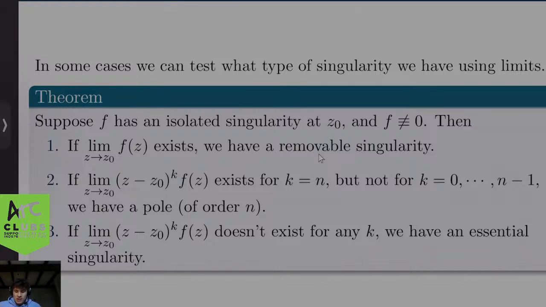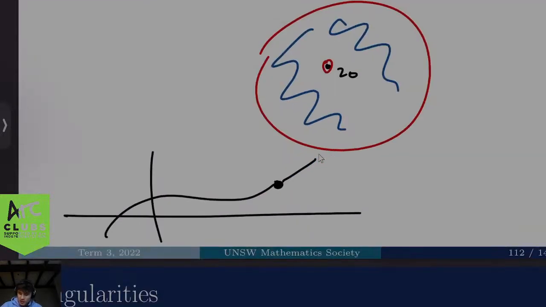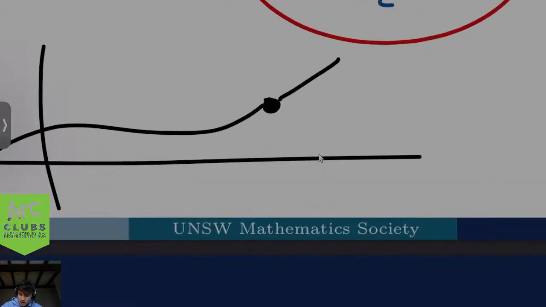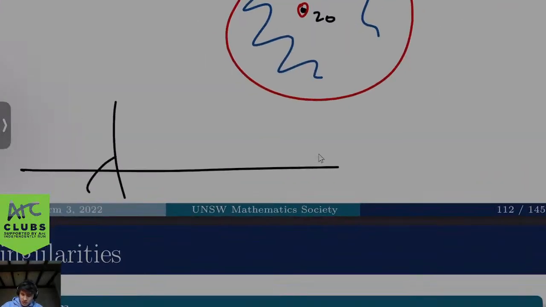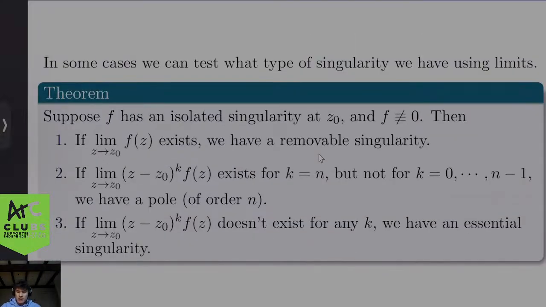So the first one is, if the limit exists at that point, then we have a removable singularity. And that sort of runs back up to this example. You can see that for this function, clearly the limit exists at that point and goes towards that hole. And so we can kind of remove it. So that kind of makes sense.